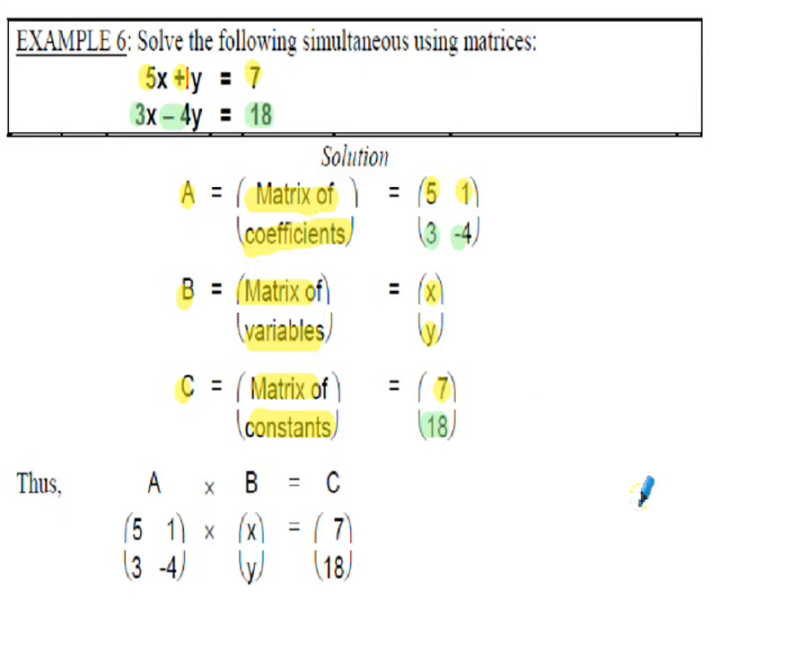So now writing the two simultaneous equations given in example 6 in matrix form, we will get matrix A multiplied by matrix B, and that's equal to matrix C. So the elements for matrix A will be 5, 1, 3, negative 4, which we're multiplying by the x and y variables for matrix B, and that's equal to the constants 7 and 18. So now our two simultaneous equations are written in matrix notation.